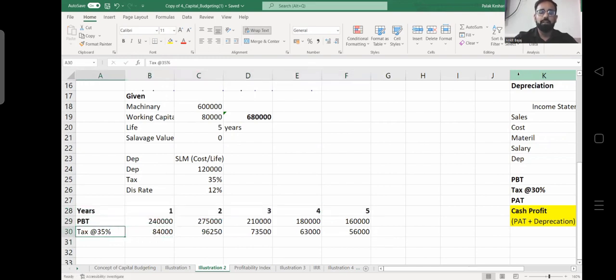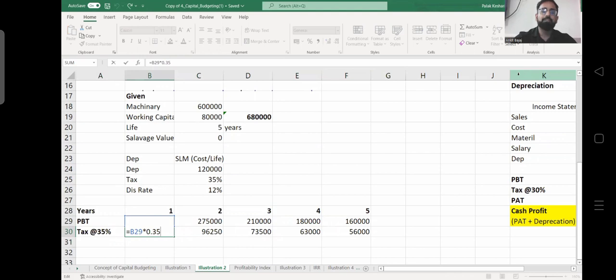84,000, then 96,250, 73,500, 63,000, 56,000. What I have done, simply I have taken 35% of PBT, and here you can see the tax liability. Is it clear? You can see the tax liability.